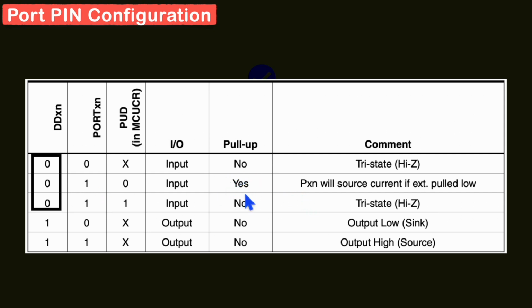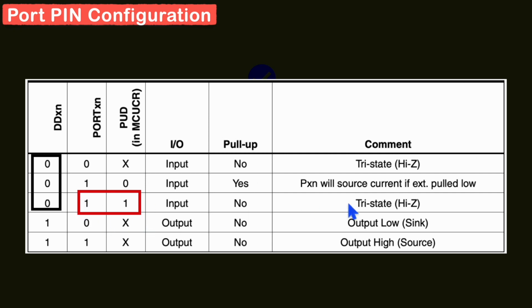You can see here the pull-up register is selected, and your pin will source the current if externally pulled low. And this is a special case when you have enabled this bit, which is basically to enable the pull-up register, but you are disabling this pull-up register globally by writing logic 1 to this bit. This is the pull-up disable bit in the microcontroller control register, which will disable the pull-up register globally.